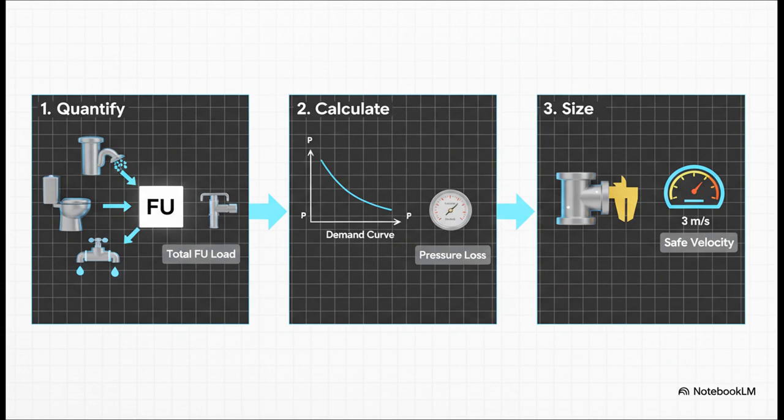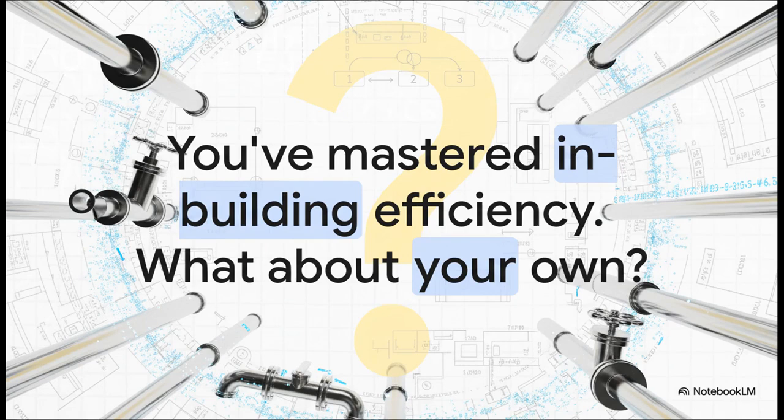1. Quantify the load in fixture units. 2. Calculate your flow rate and your pressure loss. 3. Size your pipes to keep that velocity under control. Quantify, calculate, size. That's the heart of the whole process. We've just walked through this really methodical, systematic process that guarantees efficiency and performance inside the walls of a building. It prevents mistakes, and it ensures quality.